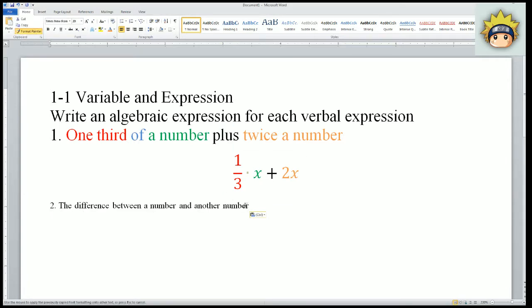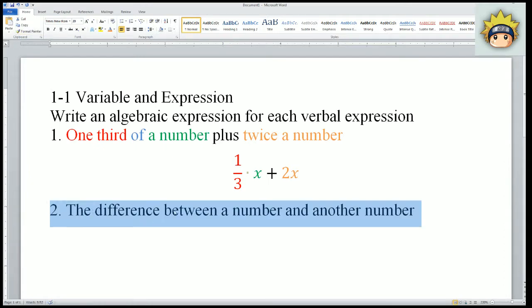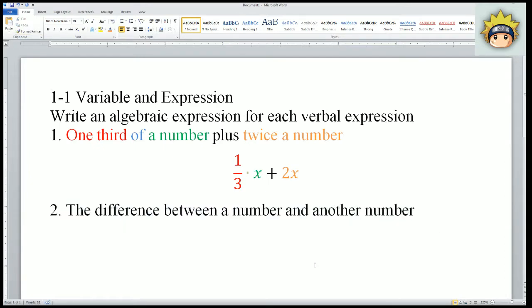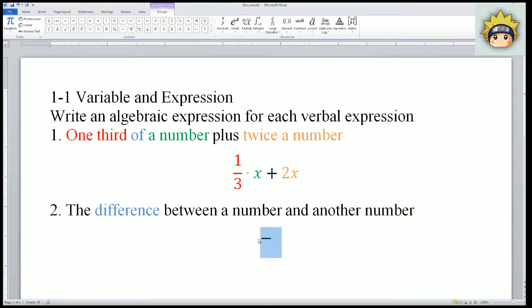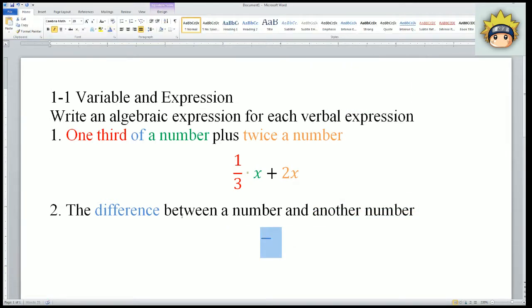We have this: the difference between a number and another number. So the difference means it's a subtraction. I can make that blue here. Let's start writing that equation. So that is here. It's going to be a minus, right? Between a number, so let's pick a number first, x. That's what a number is. I can make that purple for you so you could see it better. It could be any color. That is what this means.